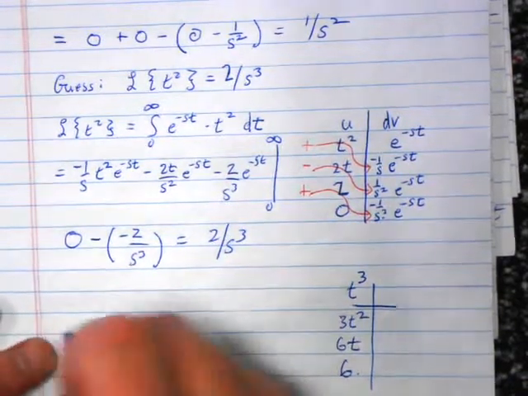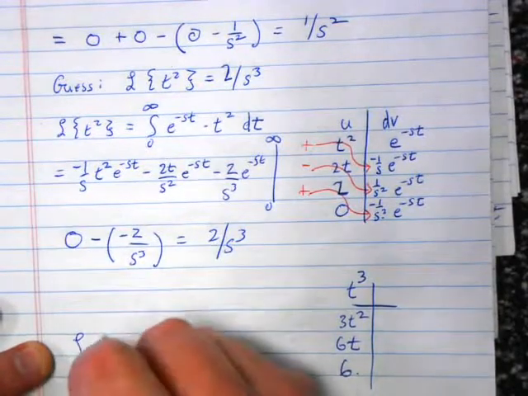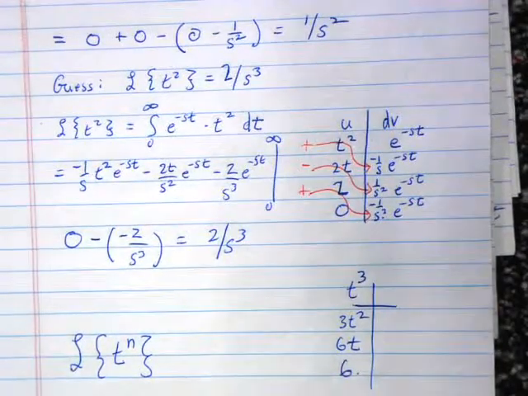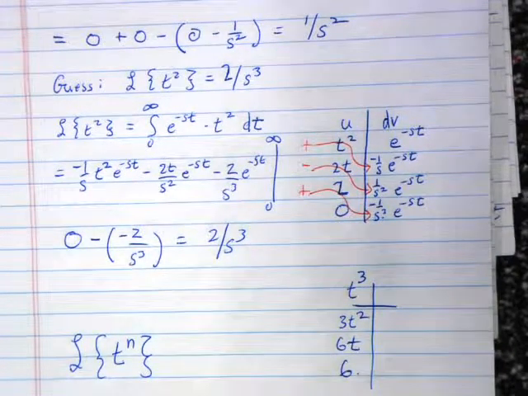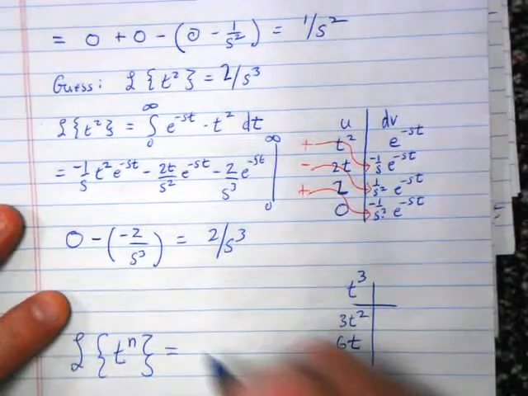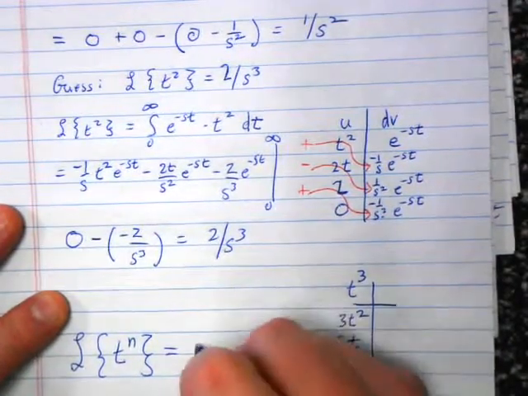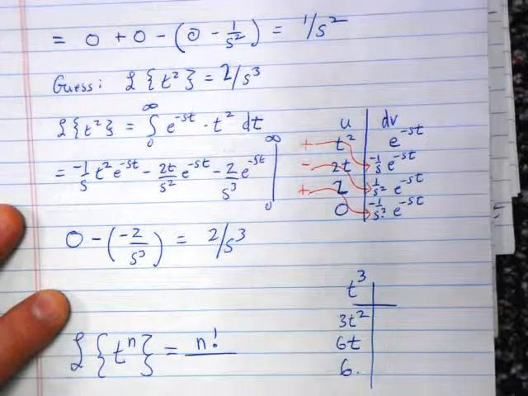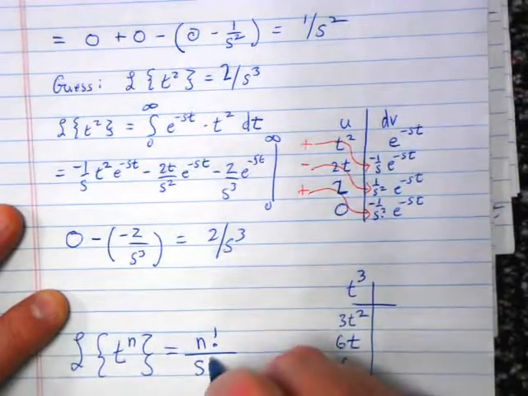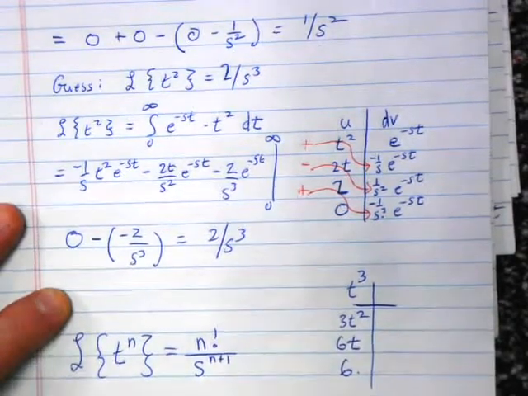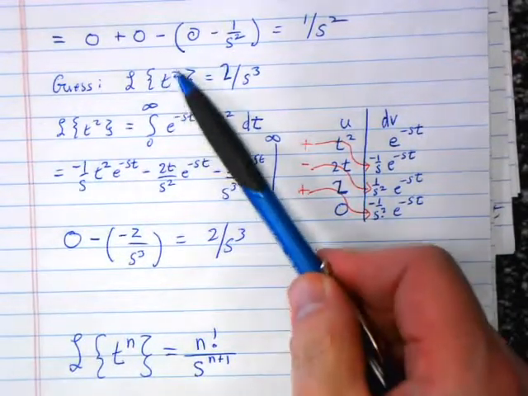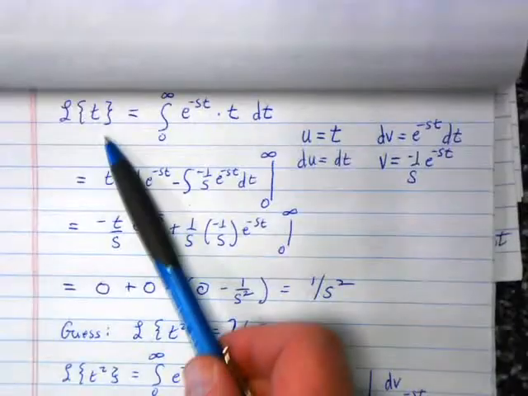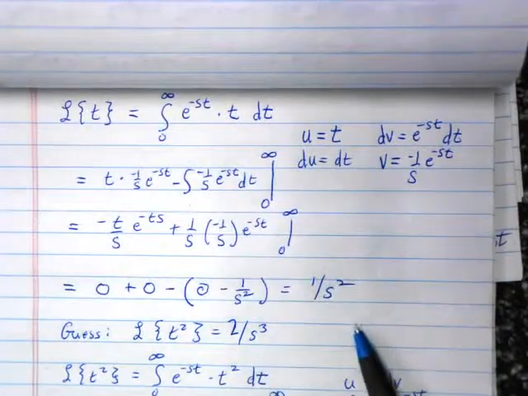So the correct answer is the Laplace transform of t to the n, where n is a nice number, n is 1, 2, 3, 4, 5, and so on, is n factorial divided by s to the n plus 1. Notice our powers go up. When we started with a t squared here, we ended up with an s cubed on the bottom. When we started with a t up here, we ended up with an s squared on the bottom.